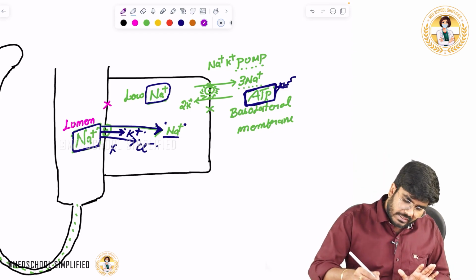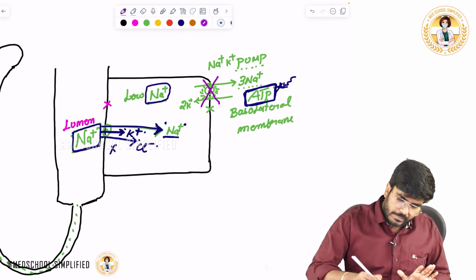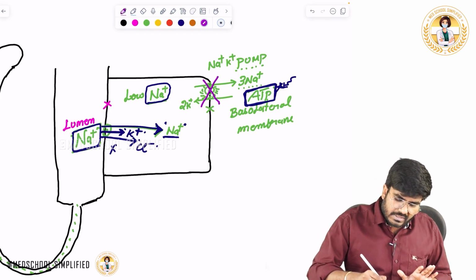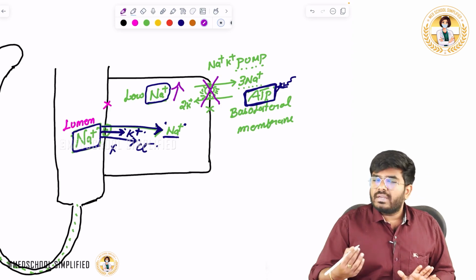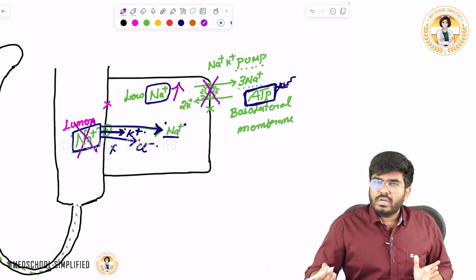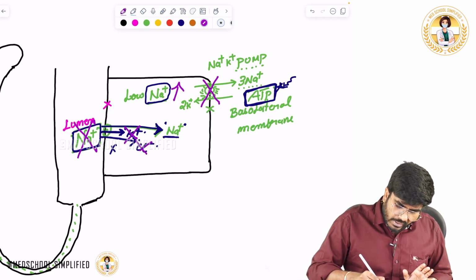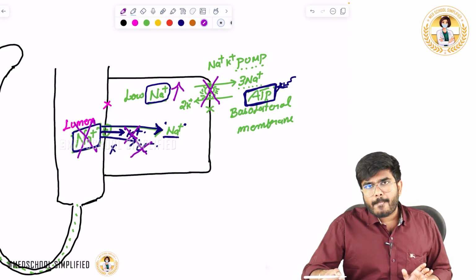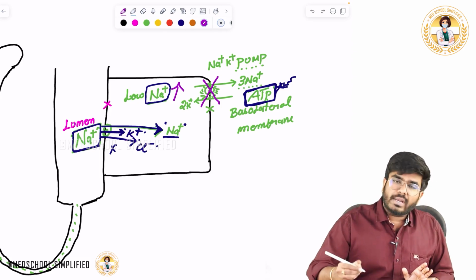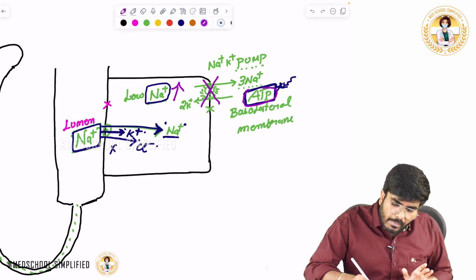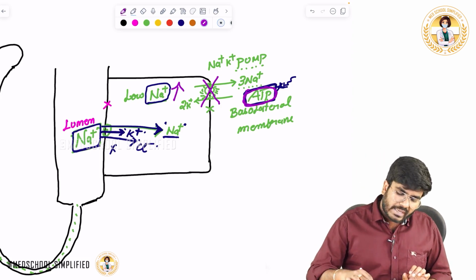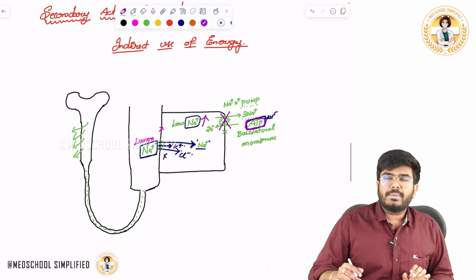For example, if you block this transporter, or if the ATP is not utilized, what happens? Intracellular sodium levels will increase. If the intracellular sodium levels are increased, this sodium won't come into the cell. If the sodium is not coming into the cell, potassium and chloride will also not come into the cell. So for this transport of sodium, potassium and 2 chloride, yes, energy is involved, but at a different site. That's why we are calling it indirect use of energy.